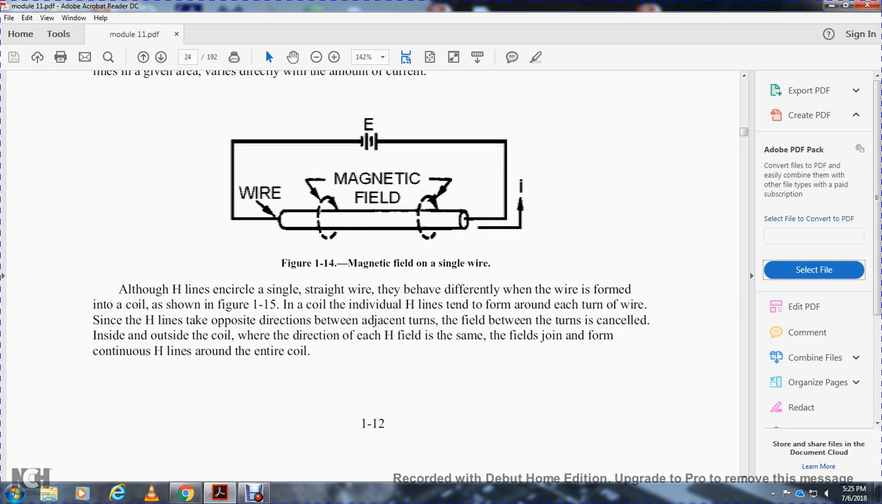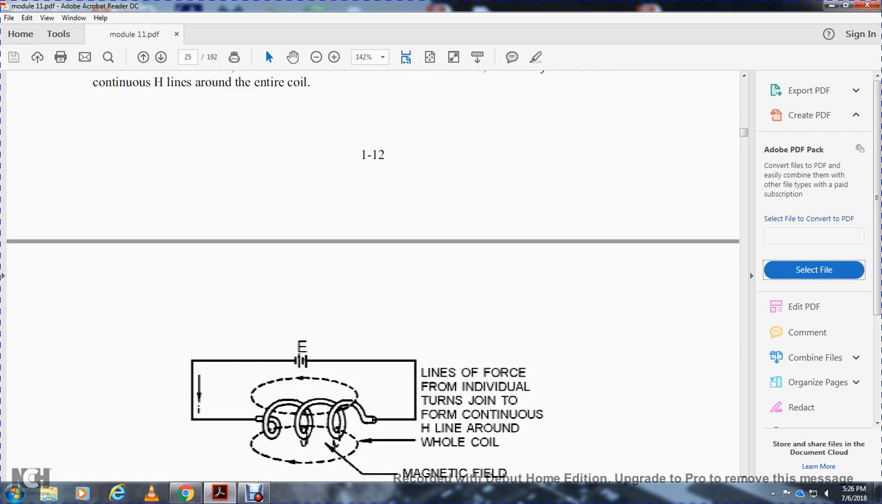In a coil, the individual H lines tend to form around each turn of the wire. Since the H lines go in opposite directions between adjacent turns, the fields between the turns cancel. Inside and outside of the coil, where the direction of the H field is the same, the fields join and form continuous magnetic field lines around the entire coil.